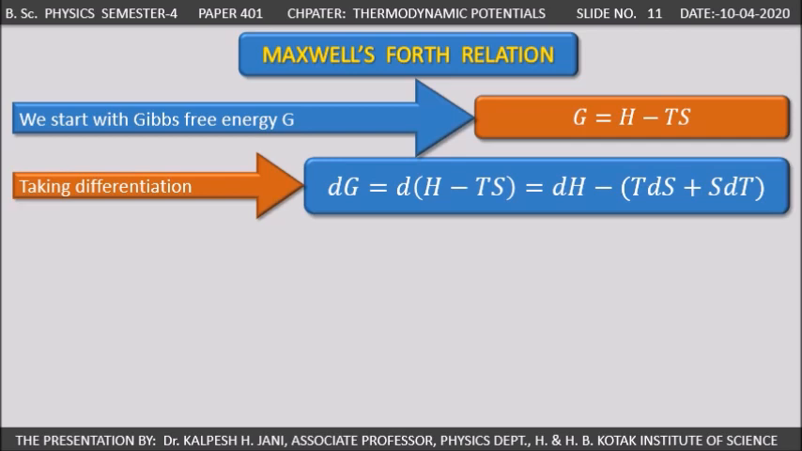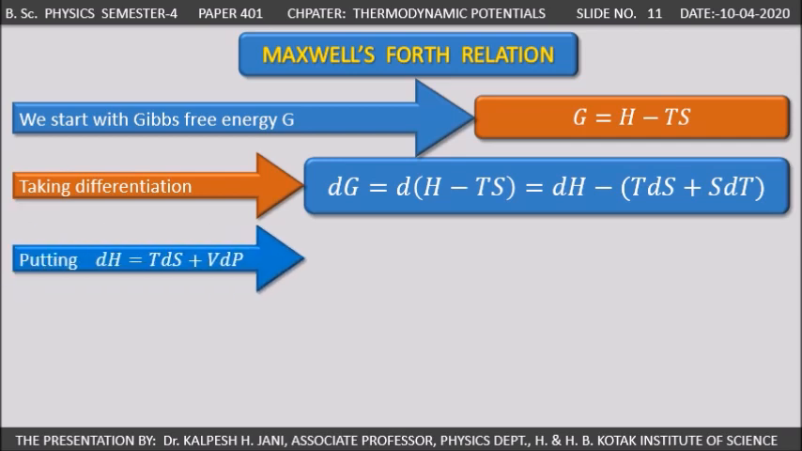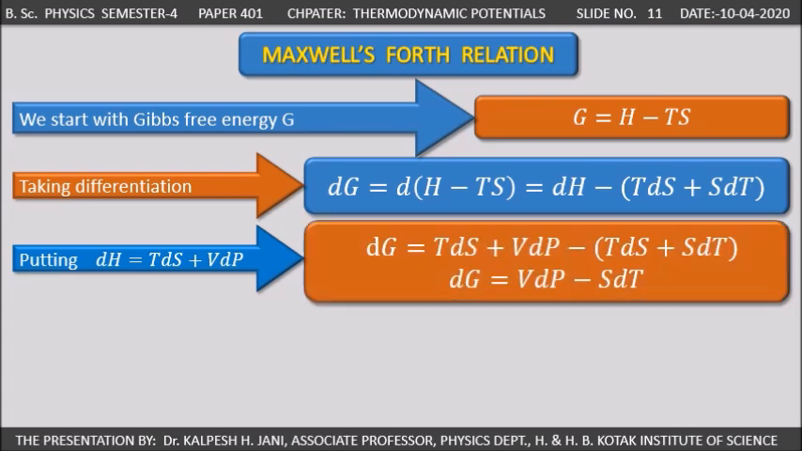Now here we have to put the value of dH that we have already derived in the previous slide, which is nothing but TdS plus VdP. So if you put the value of dH, you get the value of dG as dG is equal to VdP minus SdT. And then we proceed to take the second order differentiation of G.